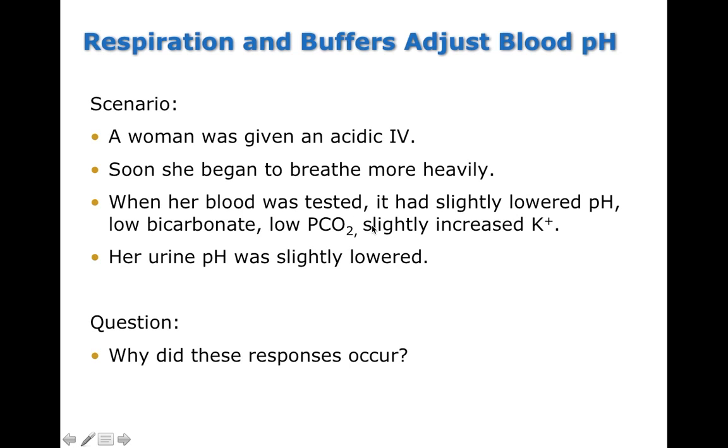We also find that her potassium levels were slightly elevated. This goes back to the hydrogen-potassium exchanger that your kidneys can use, where if you have excessive hydrogen ions in your blood, your kidneys can secrete a hydrogen ion but reabsorb a potassium as a result. And because you're excreting hydrogen ions into your urine, it's also going to lower the pH of your urine and make it more acidic. So that would explain all these responses.